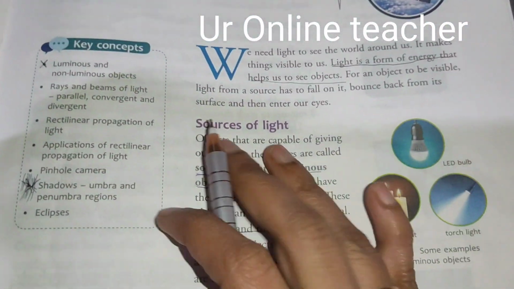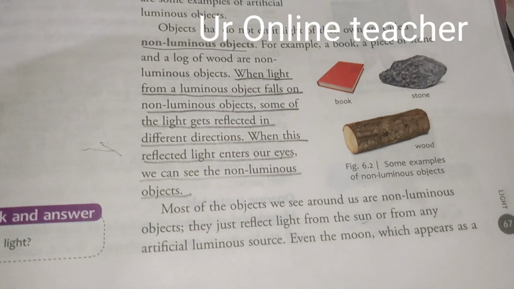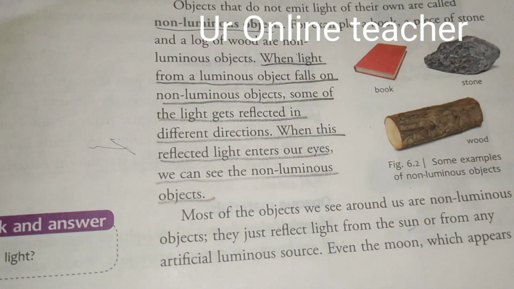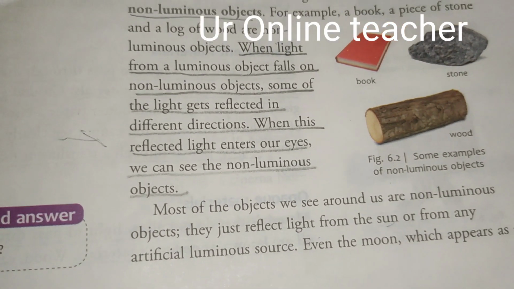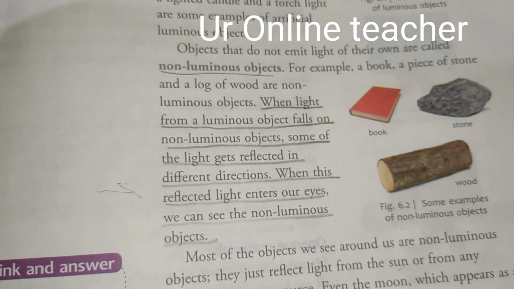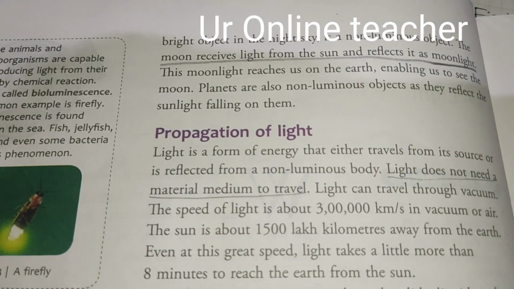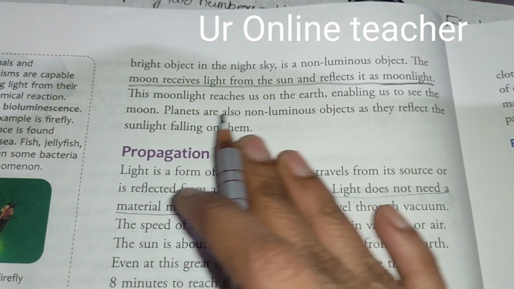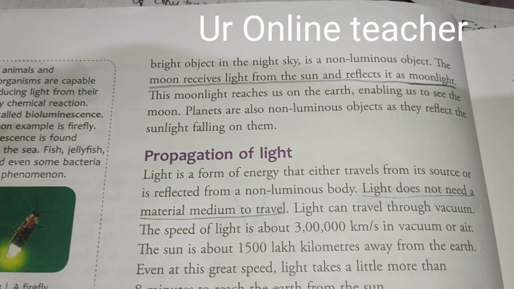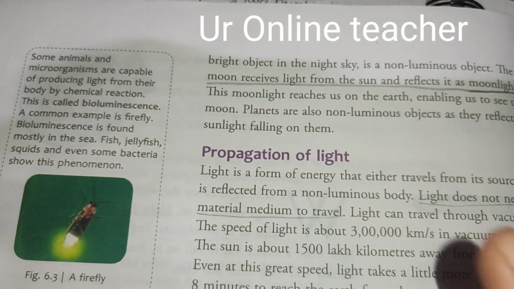So you understand from this what light is, what luminous objects are, and what non-luminous objects are. Most of the objects we see around us are non-luminous because they just reflect light from the sun or from artificial luminous sources. Even the moon: we think the moon is a luminous source, actually no, the moon is not a luminous source because it is a non-luminous object. It will just receive the light from the sun and reflect it as moonlight. So the moonlight will reach the earth, enabling us to see the moon. Even the planets are non-luminous objects as they reflect the sunlight falling on them.